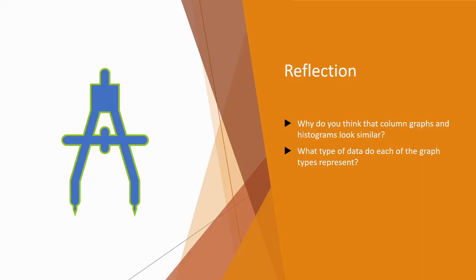Our reflection for this video is, why do you think that column graphs and histograms look similar? And our second part of our reflection is, what type of data do each of the graph types represent? So what type of data do column graphs represent and histograms represent? They both can represent frequency tables, but it's the type of data that they look at, and we talked about this at the start of the video.